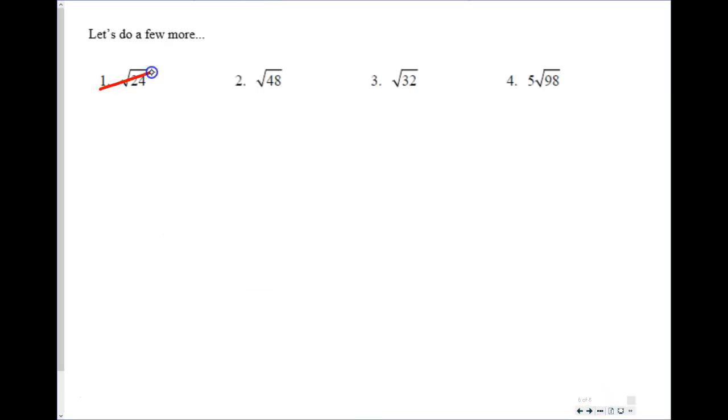We already did this one, so we're going to go ahead and skip this. I accidentally put it twice. But let's take a look at number 2. So when I look at a radical, I'm going to ask myself this question. What factor of the radicand, the Pokemon, radicand, is a perfect square?